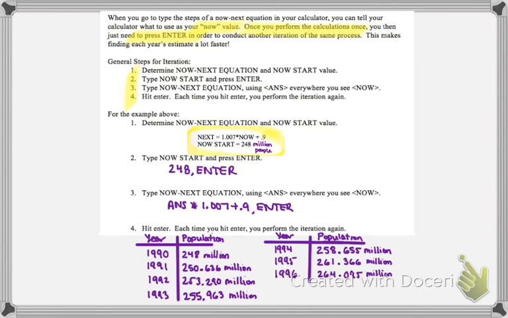So just an idea of other ways that you might see iteration, but again, iteration is a process for us to perform the calculations much quicker than we could manually using our now next equations.